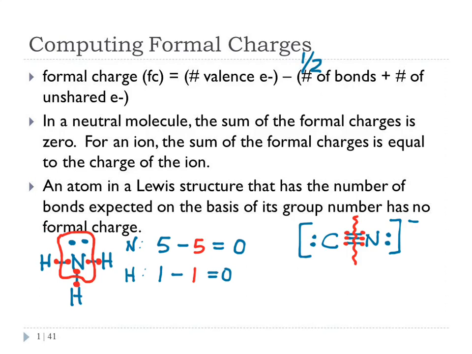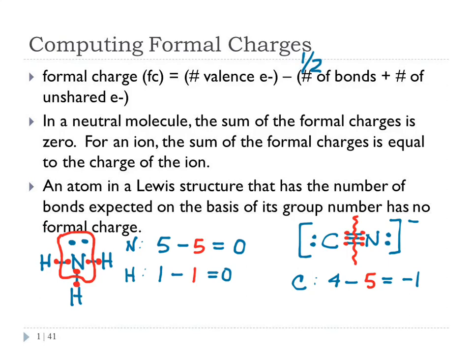So first we ask ourselves, for carbon, how many valence electrons does carbon have? 4. Then we're going to subtract the number of electrons that it owns in this structure. How many does it own in the structure? 5. So 4 minus 5 equals what? -1. So the formal charge on carbon is -1.